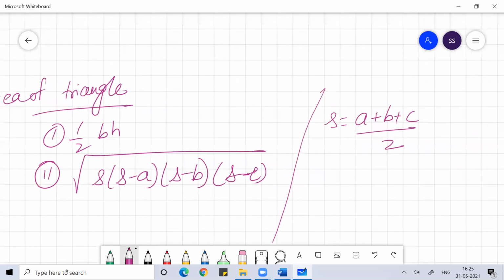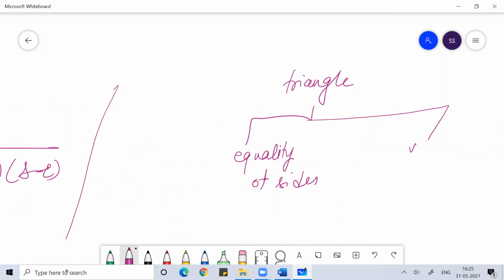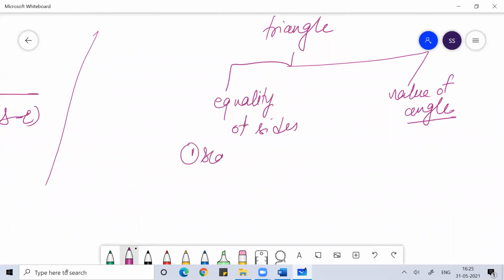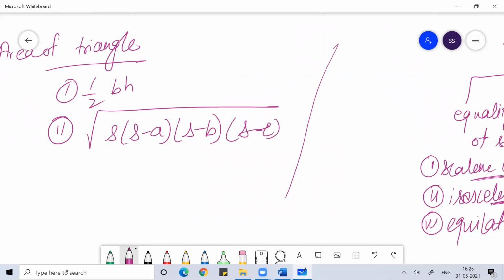So what is basically a scalene triangle? A scalene triangle is a triangle in which all sides are different. You can discuss a triangle on the basis of sides, or on the basis of value of angle. On the basis of sides, a triangle can be scalene, isosceles, or equilateral. Where all sides are equal, it is an equilateral triangle. Where only two sides are equal, it is called an isosceles triangle. Scalene triangle is where none of the sides are equal. So generally we use this formula for scalene triangle.